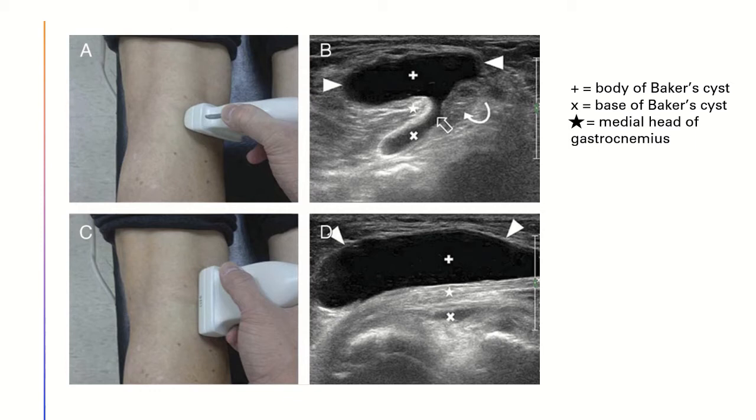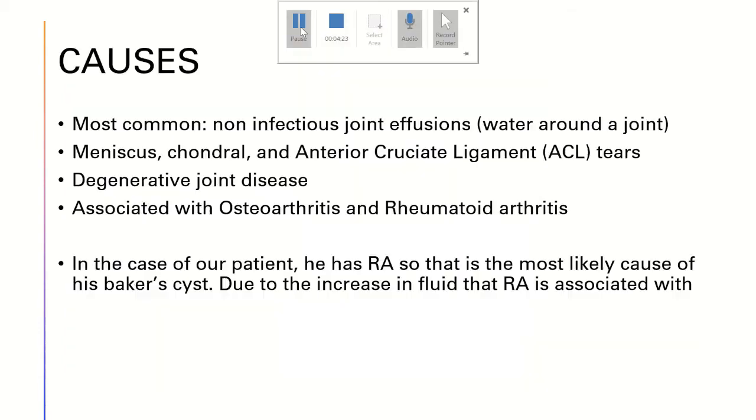And this figure D is the long axis view of the cyst, and the star, this is the medial head of the gastrocnemius, this is the body of the cyst, and the X is kind of the base of the cyst. So just another view of the long axis.